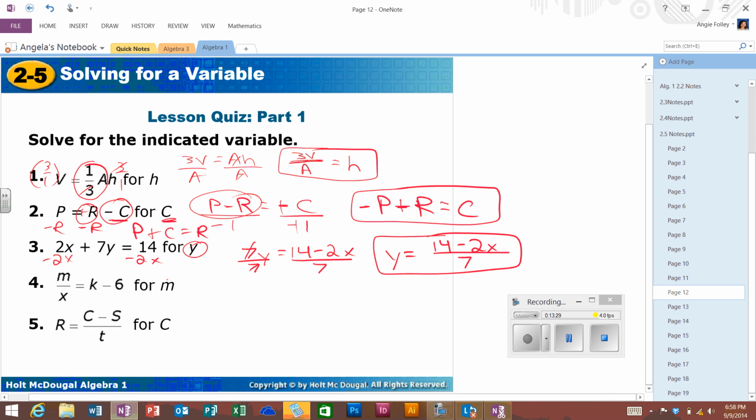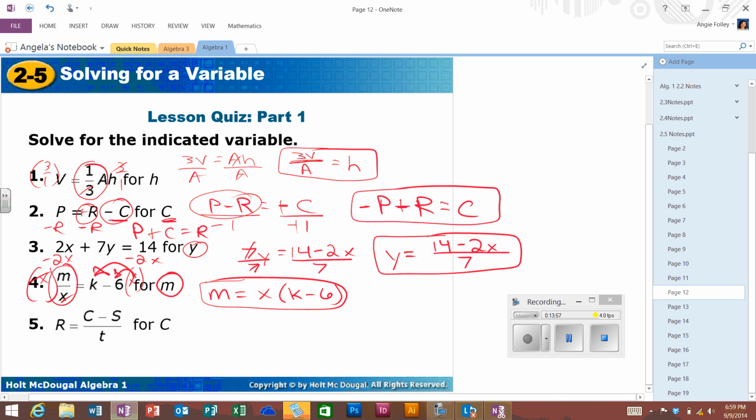Okay, next one, solve it for m. Well, what's being done to m? It's being divided by x, so to get rid of that, we have to multiply by x, and that comes on both sides. So this cancels, I get m is equal to, this is a little tricky. You need to have x on the outside of k minus 6. You could distribute as well if you like, okay? Either answer would be fine, but you can also leave it like this.